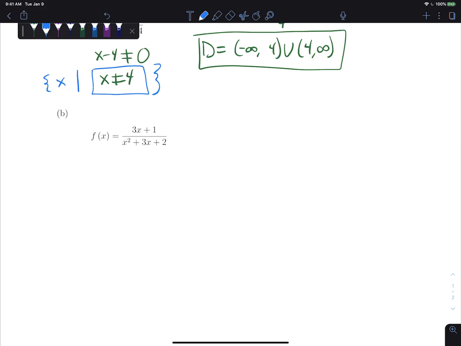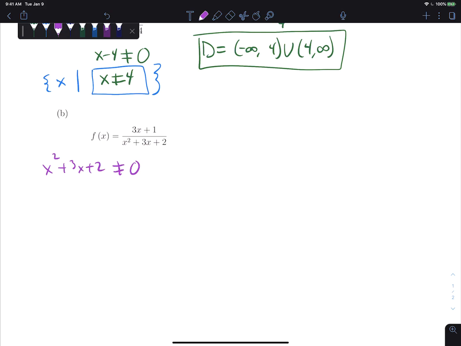Next, let's look at the domain of f of x equals 3x plus 1 all over x squared plus 3x plus 2. So to do this, we take the denominator, x squared plus 3x plus 2, and say that it's not equal to 0. And then you solve this.